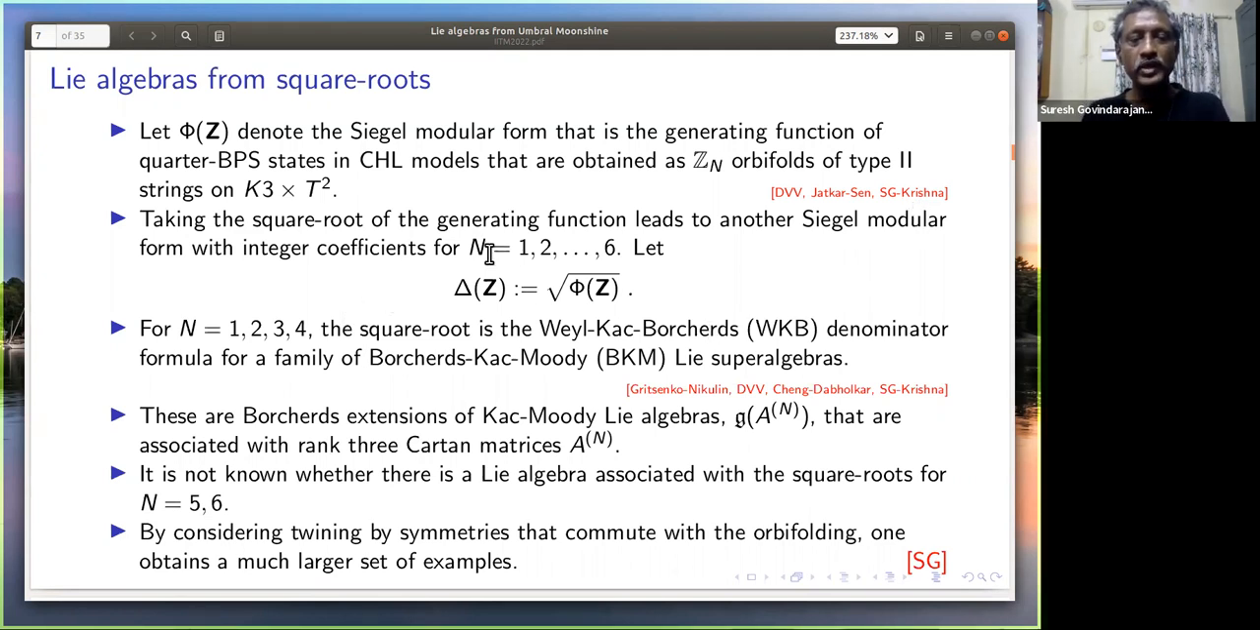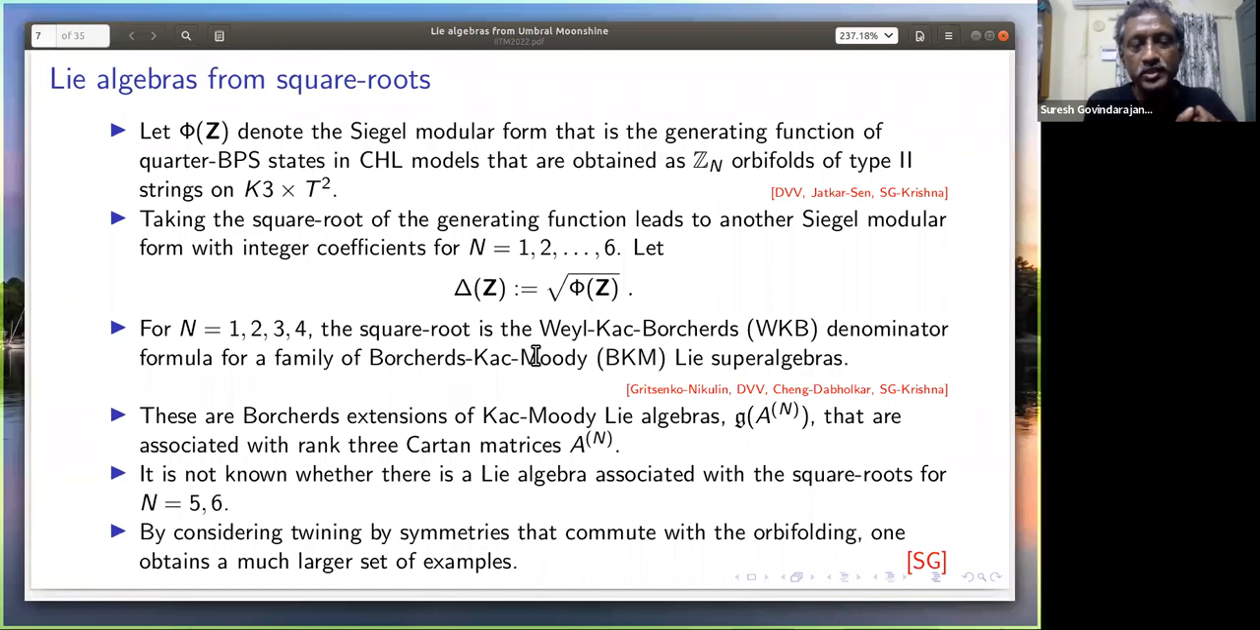And we also were interested in a connection which was originally observed by these three authors in 1995: that if you took the square root of their example, it was a denominator formula of some Borcherds-Kac-Moody algebra. At that point, actually, none of us knew what a BKM Lie superalgebra was, nor did we know what a Weyl-Kac-Borcherds denominator formula was. But for n equal to 1, 2, 3, and 4, the square root is indeed a Weyl-Kac-Borcherds denominator formula for a family of Borcherds-Kac-Moody Lie superalgebras. And this is work of Dijkgraaf, Verlinde, Cheng, Dabholkar, and me and my student at that time.